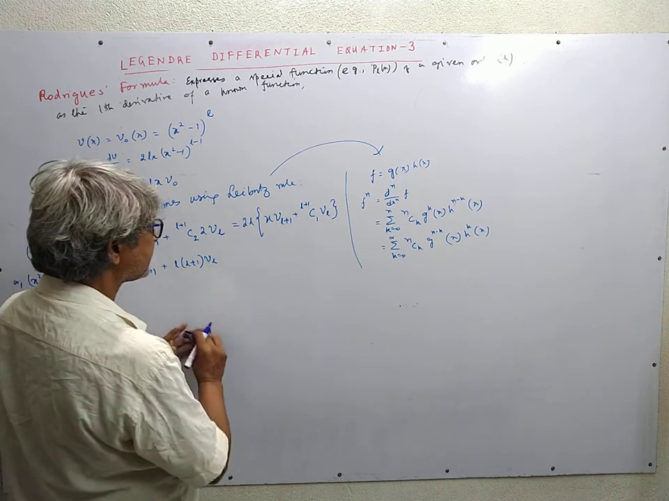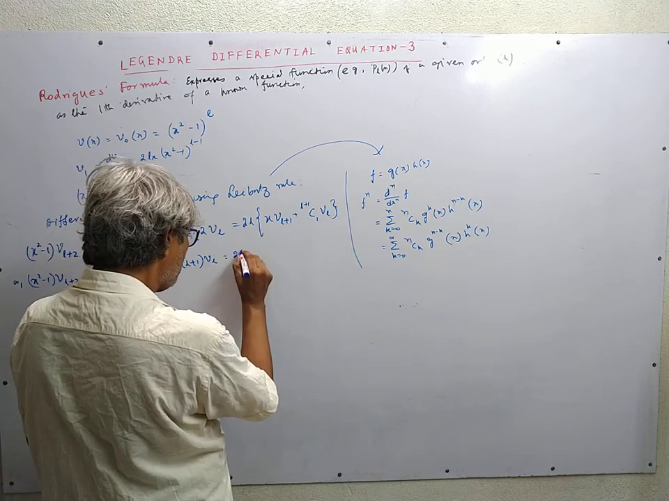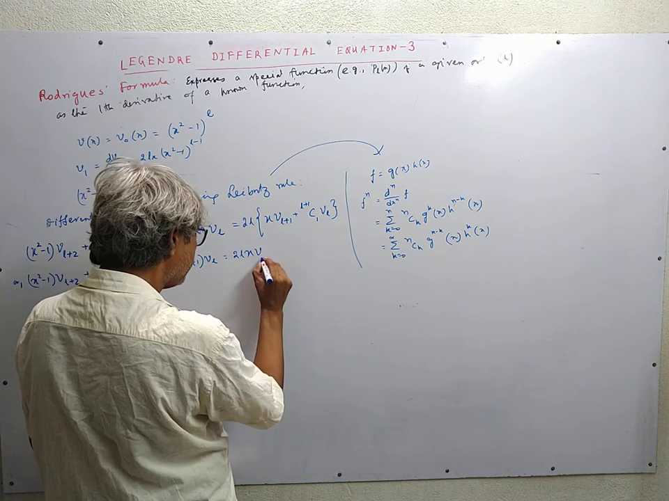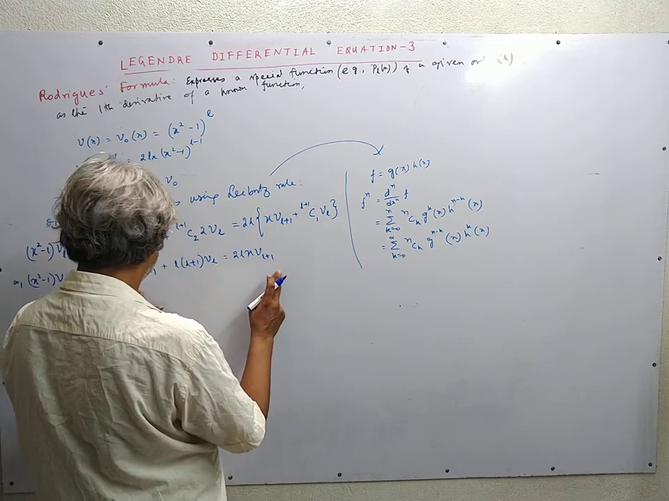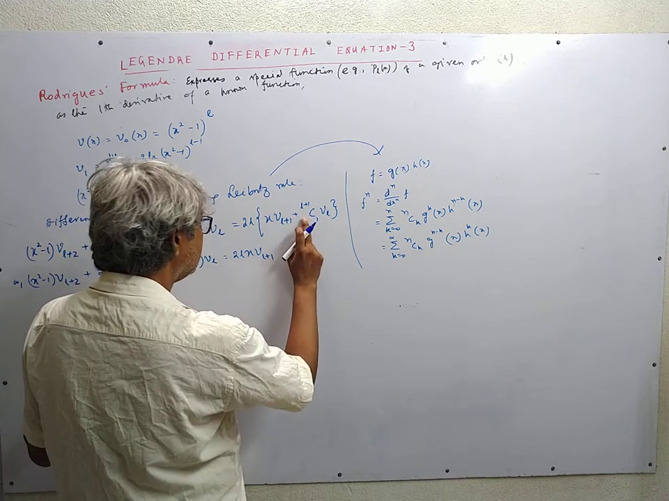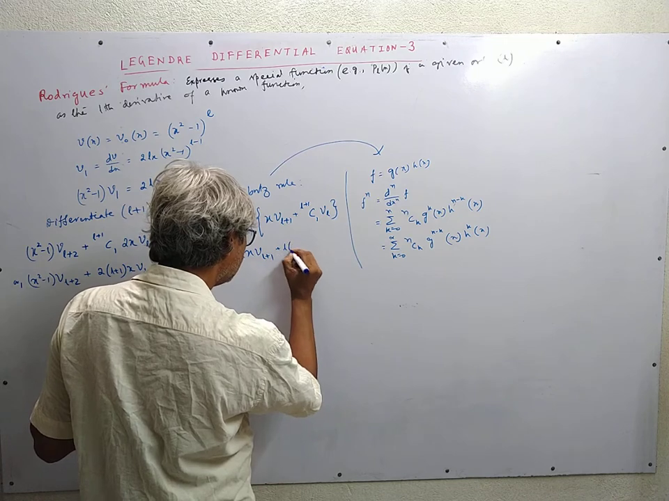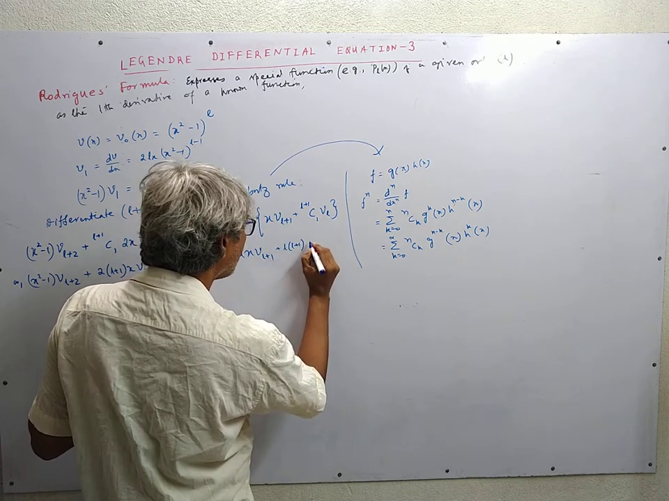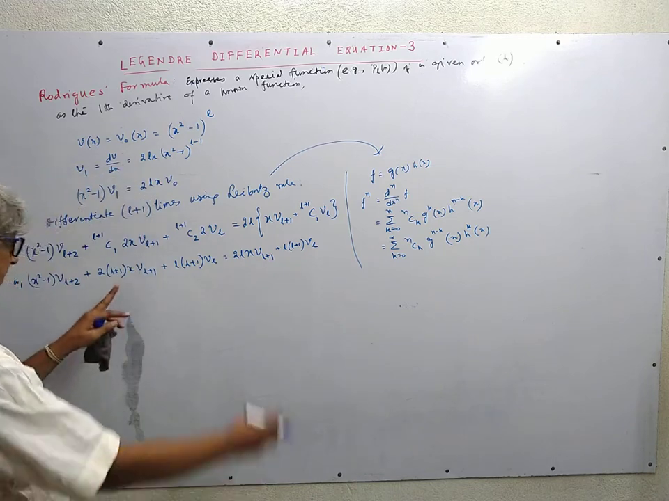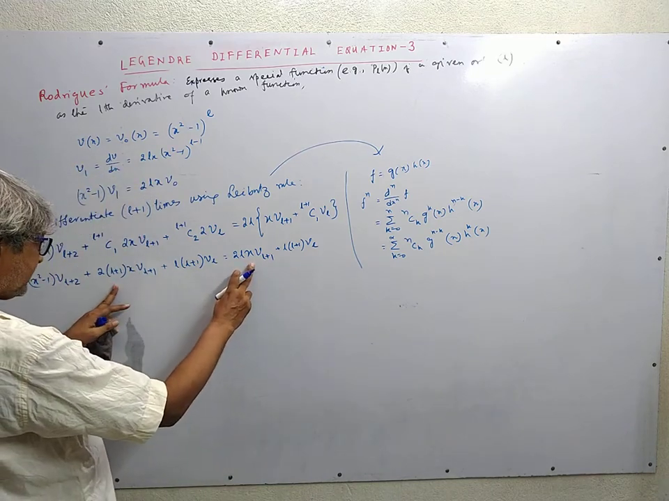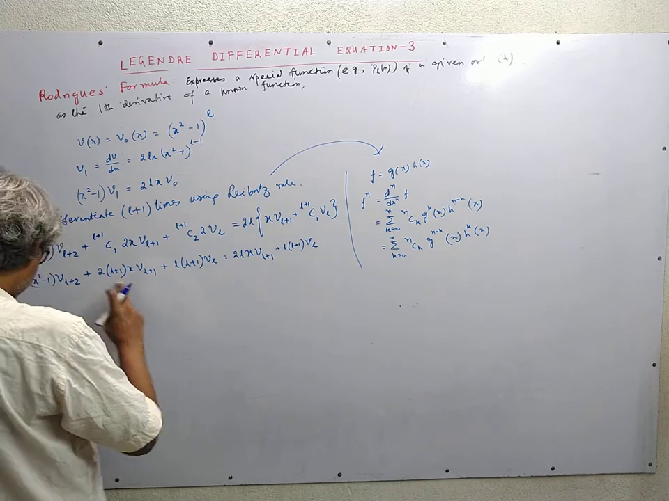Now the right hand side, 2L x V of L plus 1. This term, L into L plus 1 VL. Now you see that these two terms, 2L x, cancel out, so this term is left with 2x.